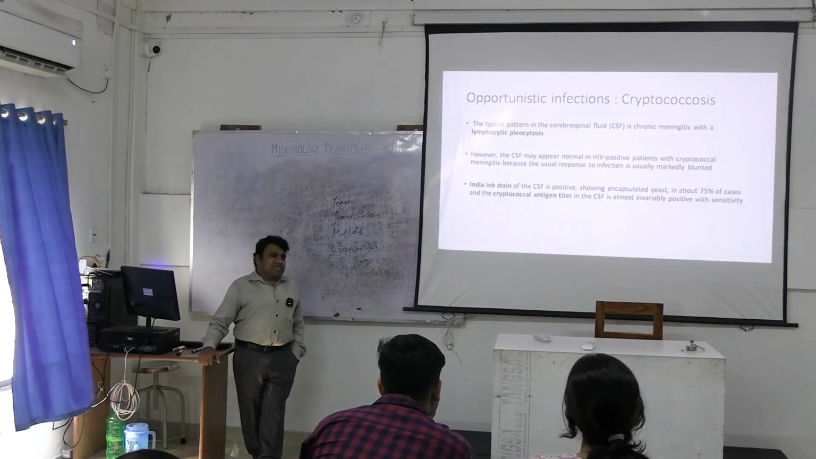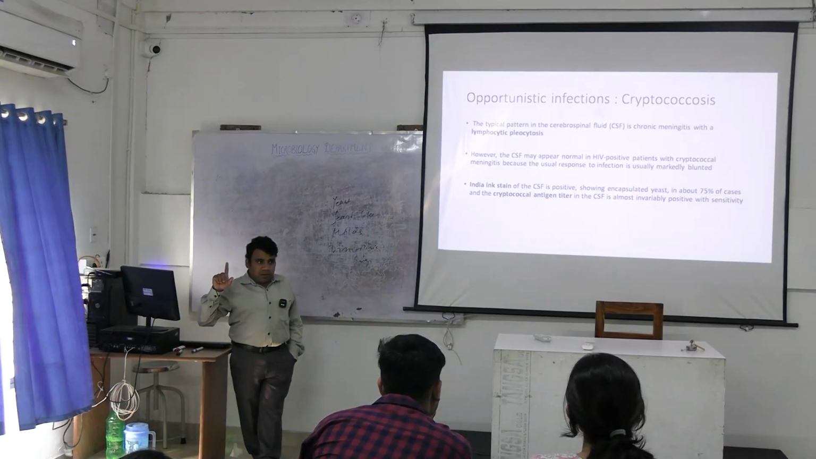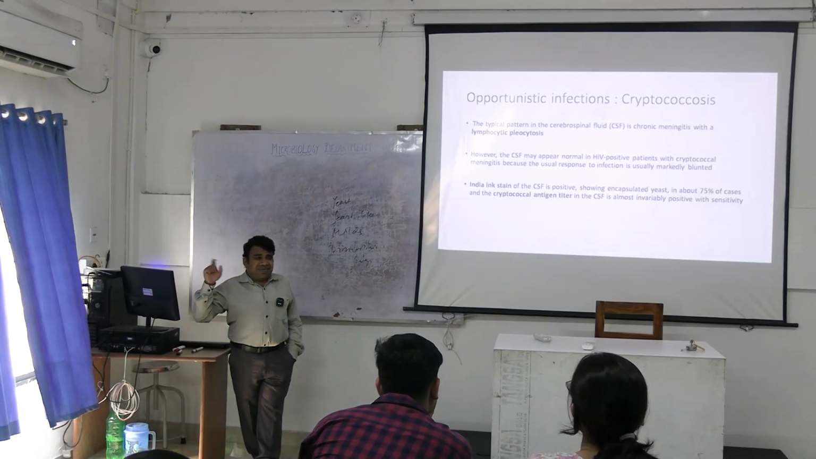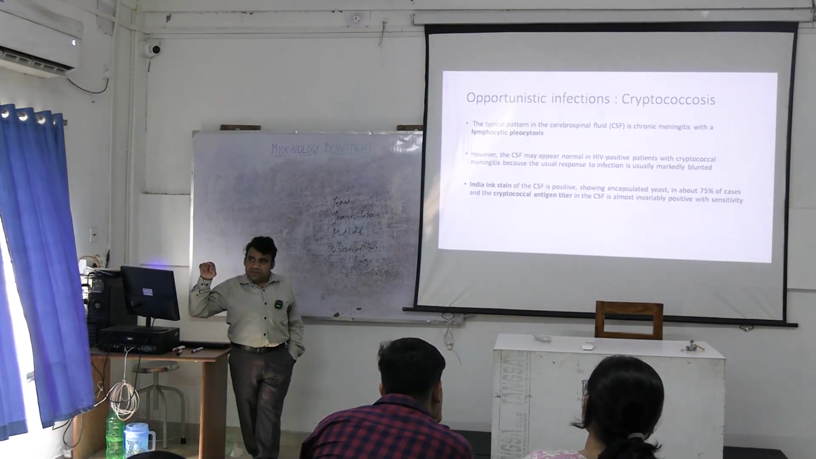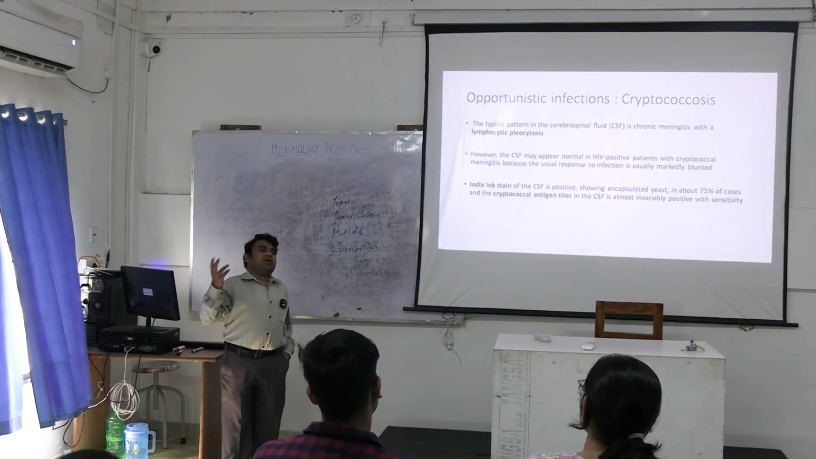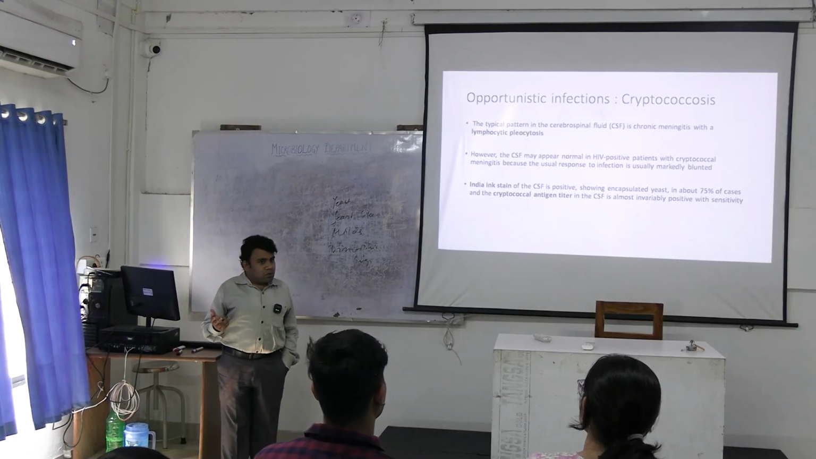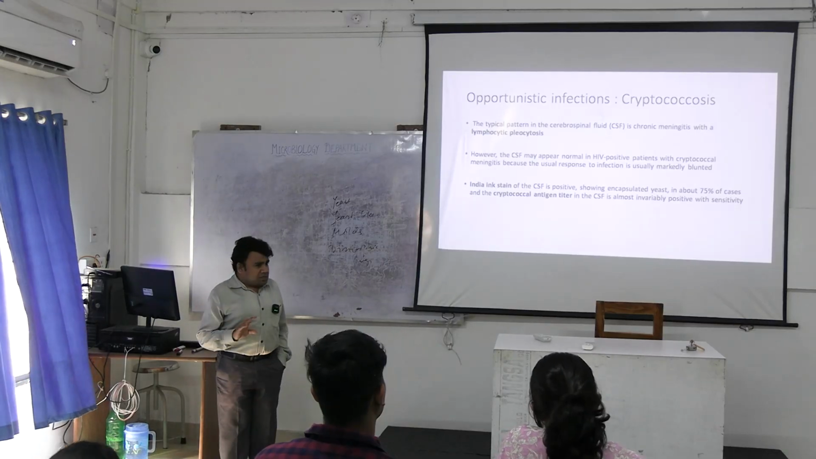Okay, in pyogenic meningitis, the number of neutrophils will rise. But in case of viral or tubercular meningitis, lymphocytes will increase. Over here, we can find lymphocytes outnumbering the neutrophils. Okay, so the picture will not at all resemble that of bacterial meningitis.